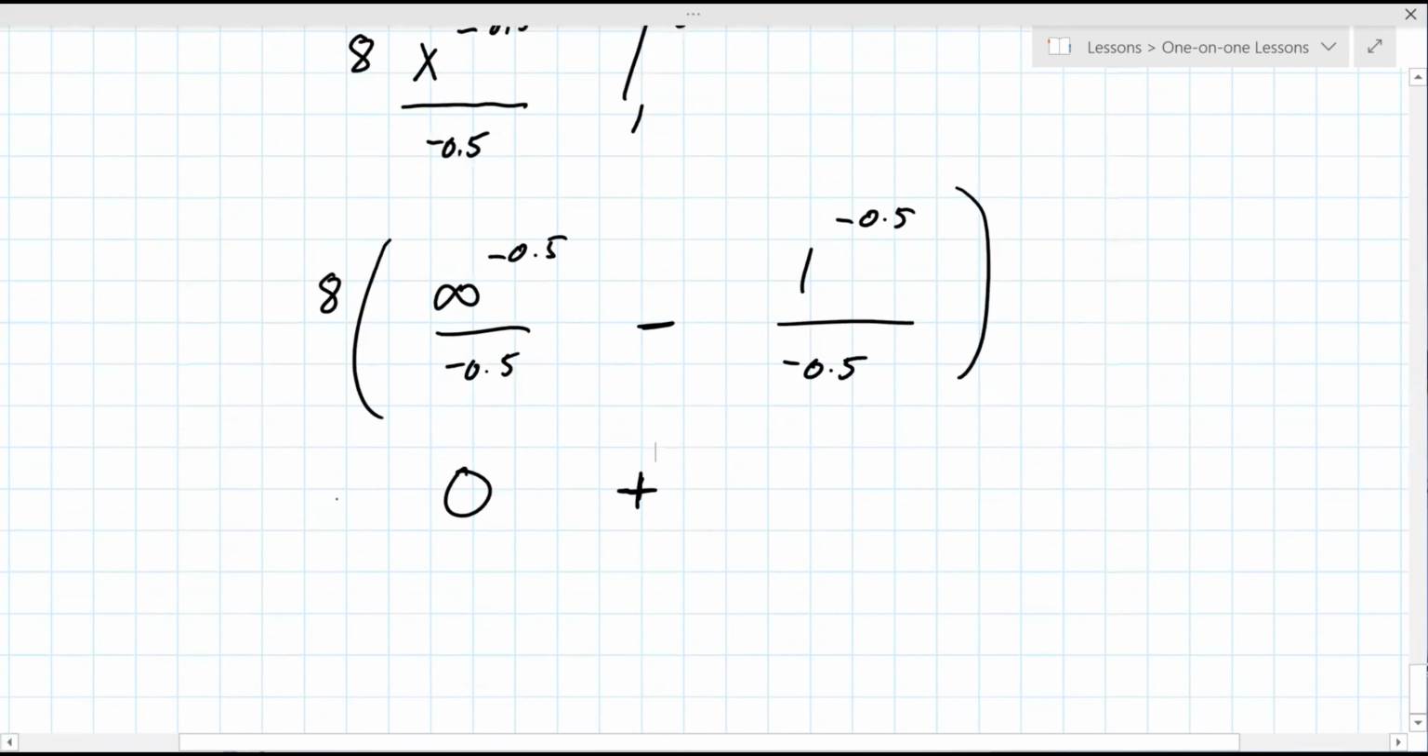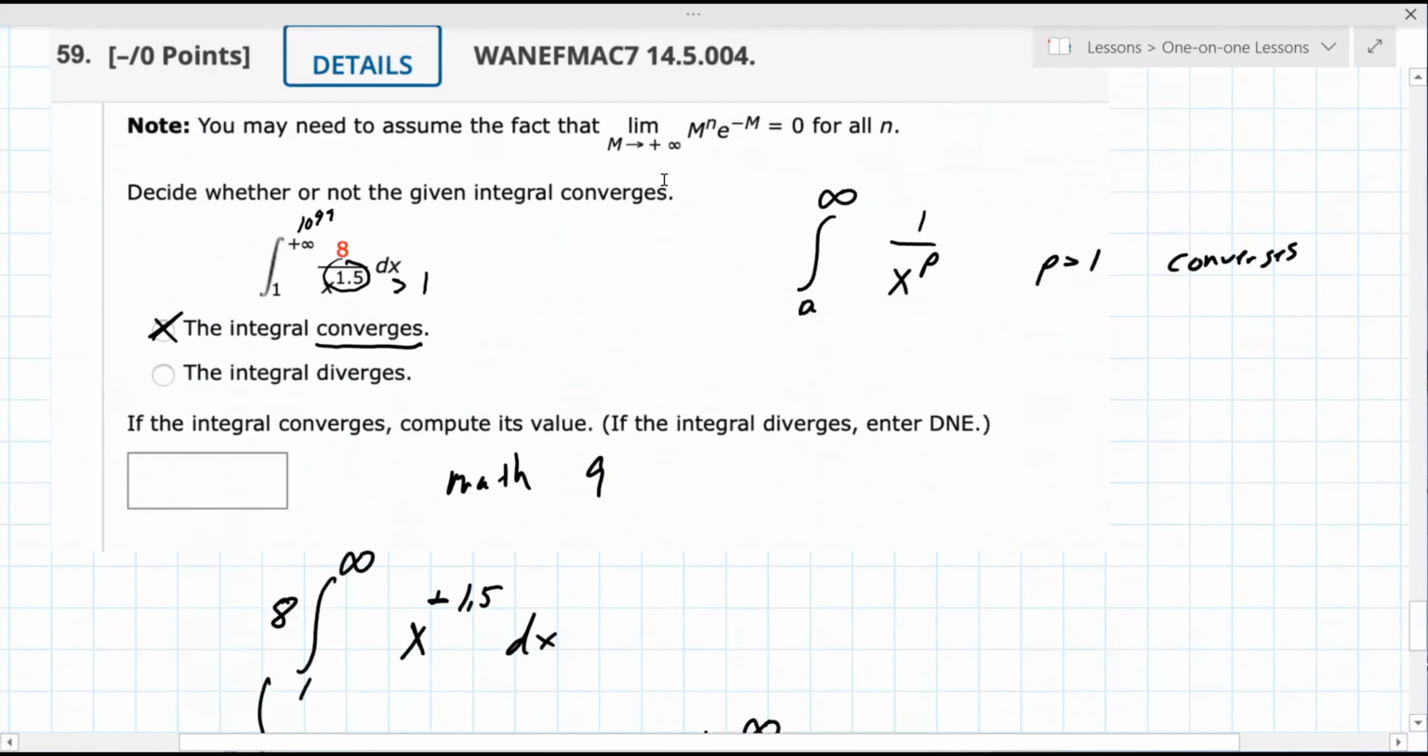So this is 8 parentheses 0 plus 1 to any power is 1. 1 over negative 1/2, this whole thing becomes 2. And then that becomes 2 there. So this equals 16. So more generally, whatever the red number is, your answer is your red number times 2.